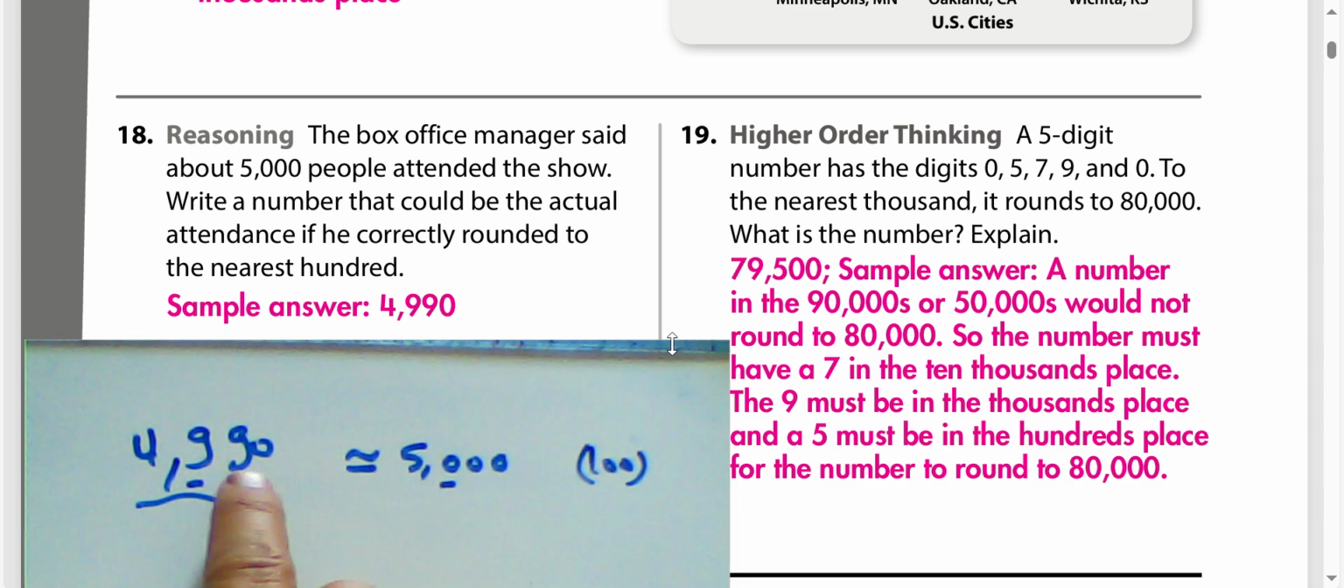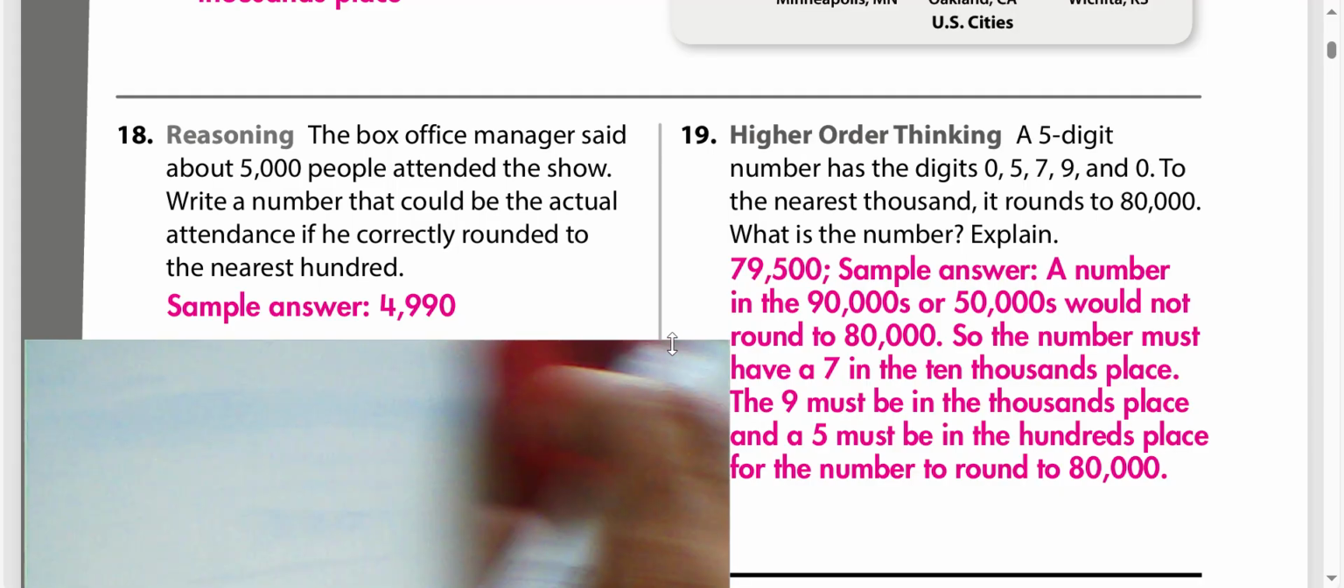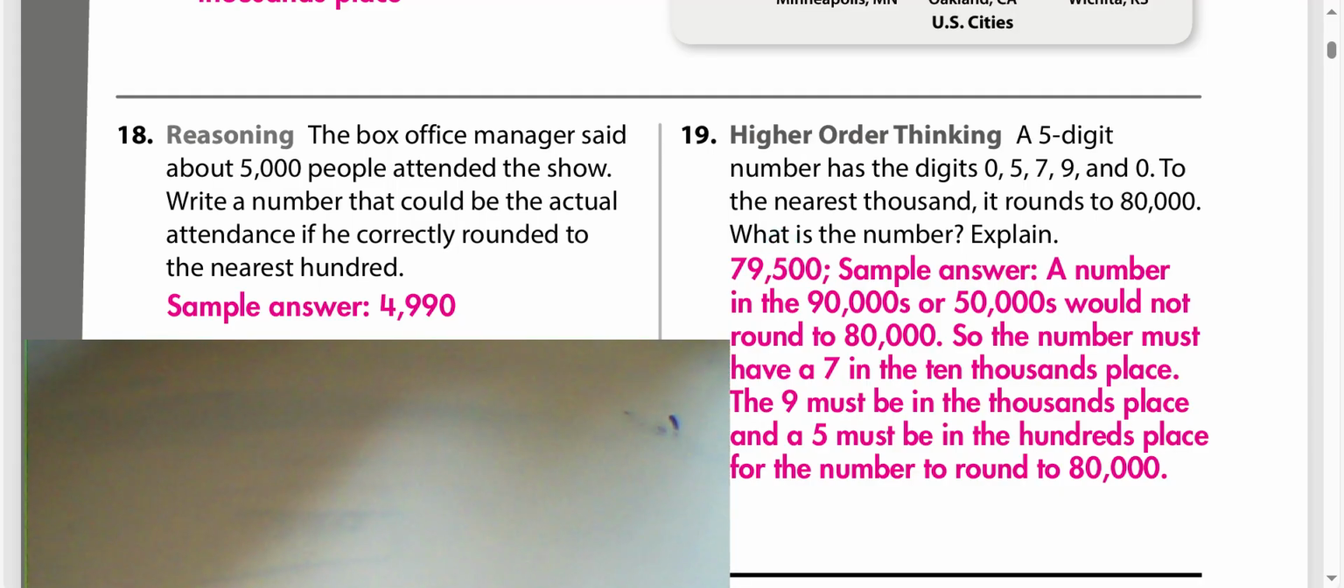It will be what? 9 can give 1 to 9. 9 will be 10. Write 0 and carry up 1. 4 plus 1, 5. Then the result will be 5,000. Okay? And the number here will be 4,990. Next question, number 19.